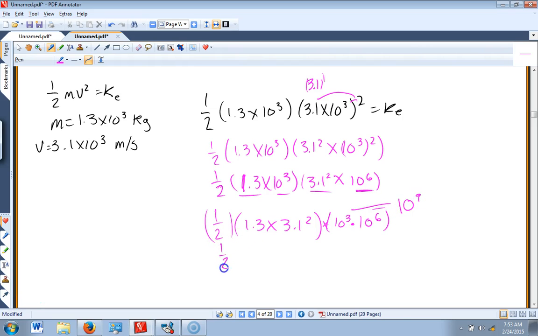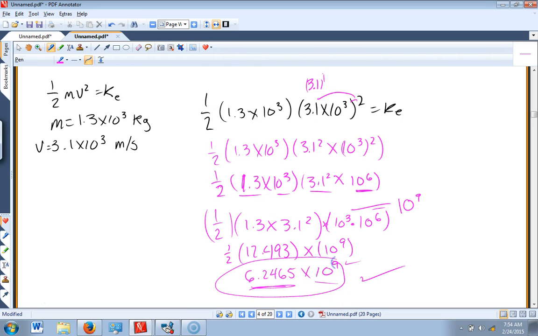Okay, so we get 1/2 times 12.493 times 10 to the 9th. And then we have to do this 1/2, so that's going to give us 6.2465 times 10 to the 9th. Okay, and so now we have to check, is this okay? And yes, this number, it's not an integer, is between 1 and 10. So we know that that number is fine, and 10, we're good there, and 9. So this number is done, and we are finished with that.